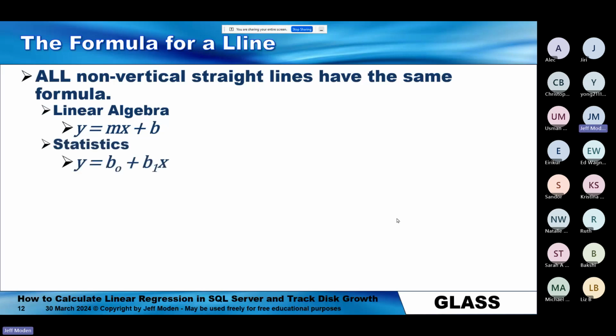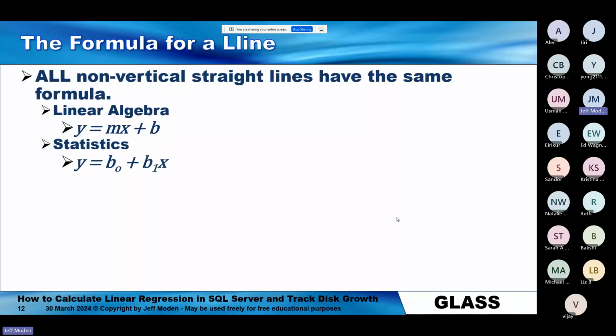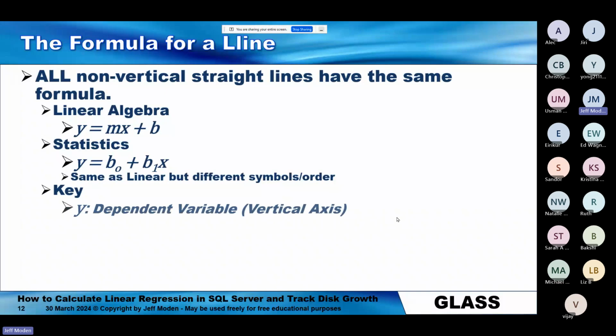In statistics, they decided to mess with us, and they say, okay, it's y equals b sub 0 plus b sub 1 x, and it's the same. It's just they decided that, okay, this is theirs, and they wanted to create different symbols, and there's actually a good reason for the different symbology, and they changed the order on it. So here's the key for both of these.